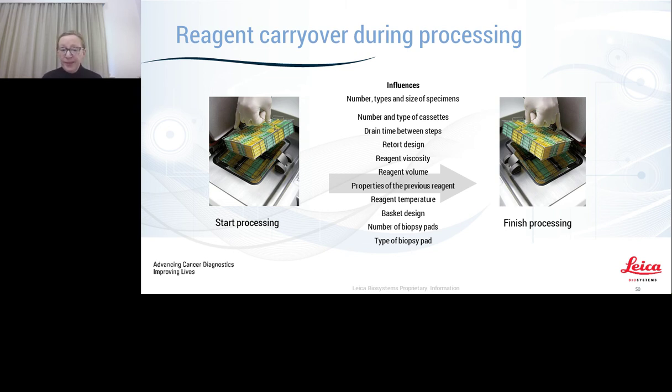The reagent volume, the properties of the previous reagent. If you have a lot of graded alcohols, or if you are having a format with fewer graded alcohols, remember that you will be carrying over from the previous reagent. Reagent temperature is important. Basket design. Does your basket allow you to stack your cassettes in too tightly, or have you got springs which actually allow for more fluid movement? The number of biopsy pads and the type of biopsy pads.